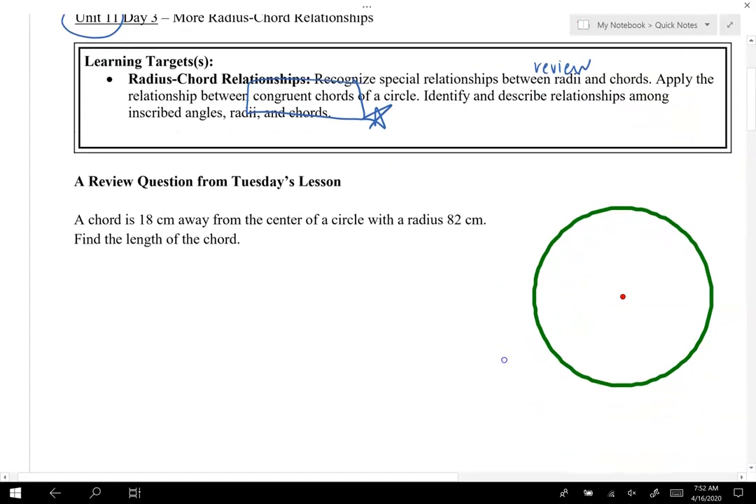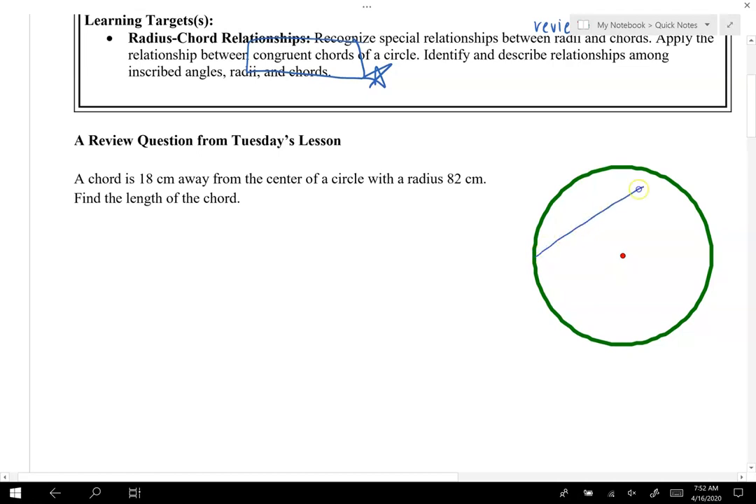So a review from Tuesday's lesson. A chord is 18 centimeters away from the center of a circle with a radius of 82. Remember, your goal in these radius chord relationship problems is to create that right triangle. And now I can just do Pythagorean theorem. So x squared plus 18 squared equals 82 squared. X squared plus 324 equals 6,724. And then a little bit of algebra.